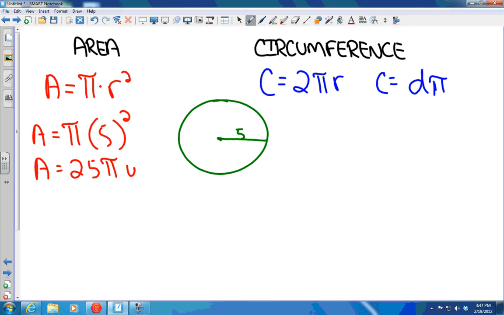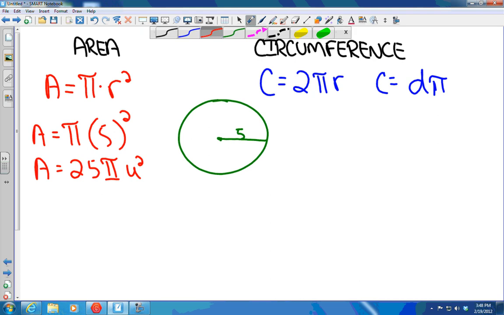And then that would be units squared, whatever the units are, inches or feet. We didn't use any units for this one. So 25 pi units squared, that would be the exact answer because we're leaving it in terms of pi. If you wanted the approximate answer, you would use 3.14 for pi, but we're not doing that for this lecture. We're just going to leave the answer exact in terms of pi.